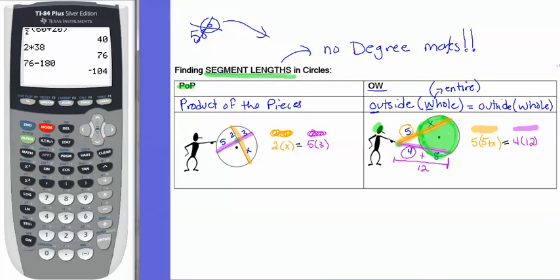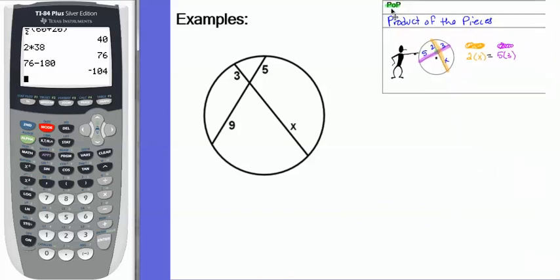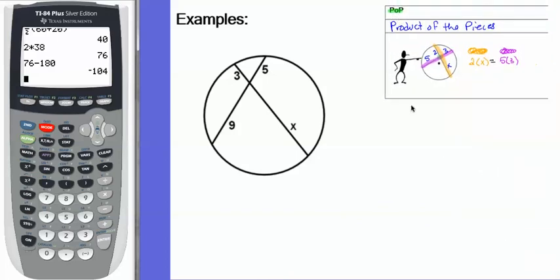So as we look at our first example, let's see what we're dealing with. I have to match it to my chart a little bit, and I see that we're going to be working with the product of the pieces. I am going to color code these once again. I have an orange and I have a purple. So when I color code them, I'm going to keep with the orange and the purple, and let's go ahead and see what I'm working with.